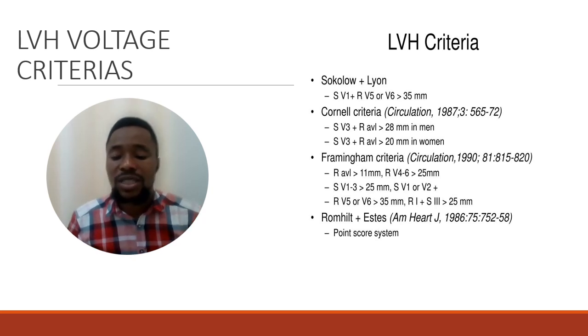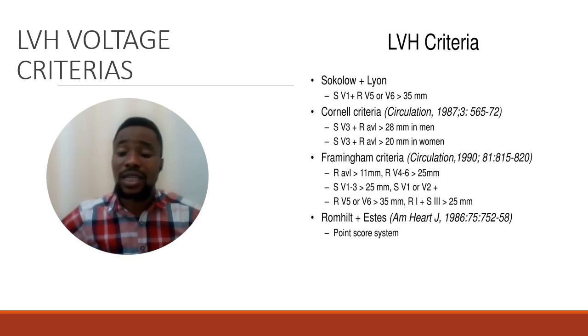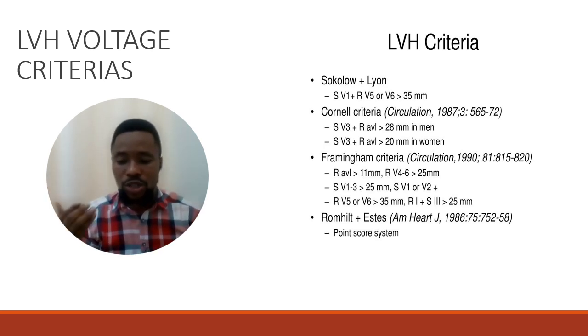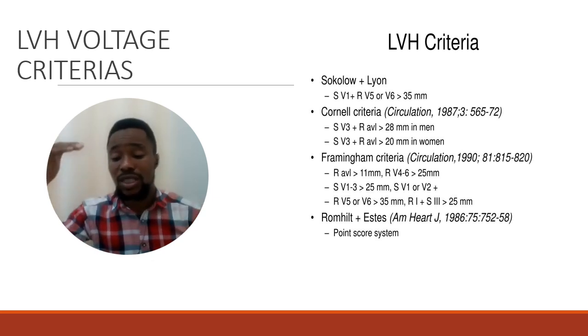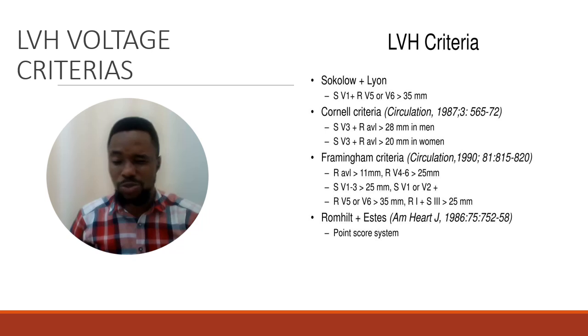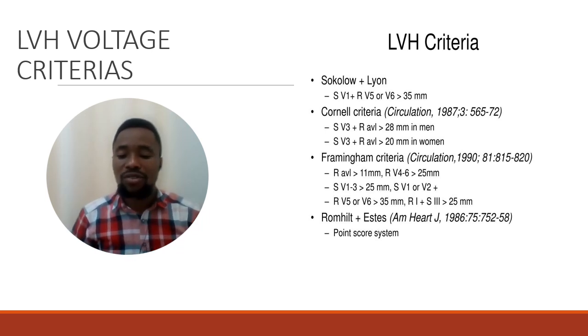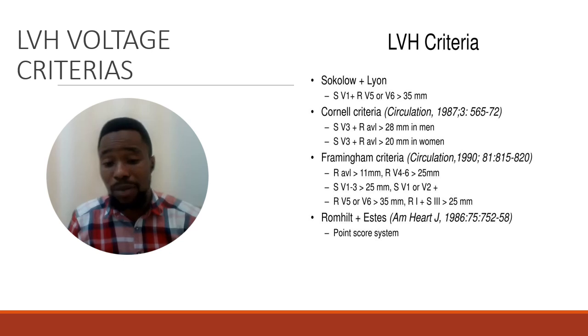A QRS complex is also not meant to be higher than its particular range. So if a QRS complex is more than 20 millimeter on the limb lead, you just see your ECG waveform. You see that QRS complex, maybe the R wave, for example, is longer than 20 small boxes. We're suspecting left ventricular hypertrophy. So we have different criteria for left ventricular hypertrophy.